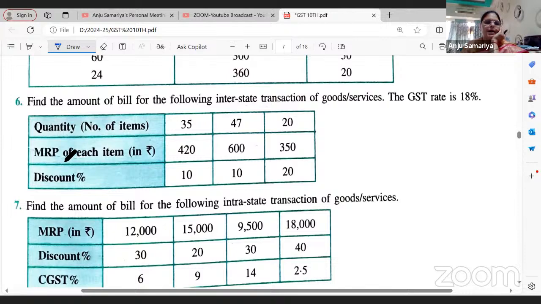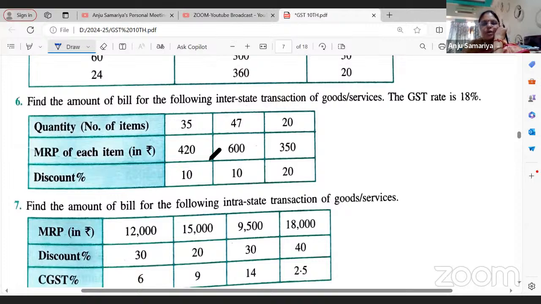Quantity है, MRP है each item का, and then discount है. First find out the discounted price of each item. Okay, so 420 rupees का discounted price निकालोगे, then you multiply with the number of items. Multiply. Yes, because 35 items हैं ना वहां पे.